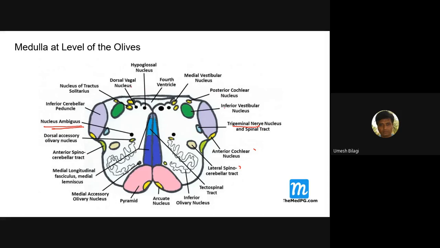And posteriorly, which I wanted to show you, see, the nucleus tractus solitarius is here, and the ambiguus is here, motor here, sensory here. The other lower cranial nerve nuclei are in the posterior aspect here, and they are more laterally placed, like the posterior cochlear nucleus.